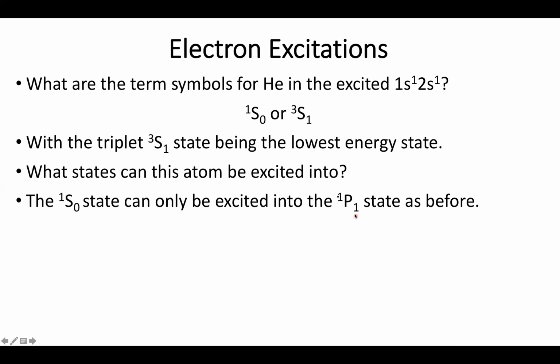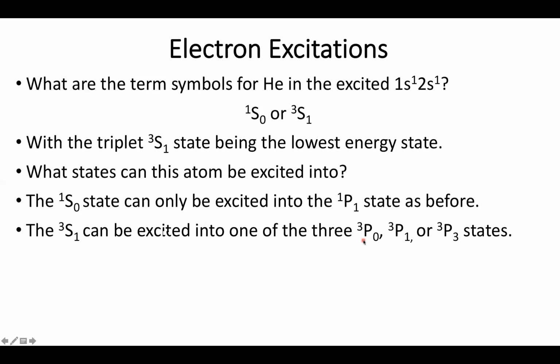But that leaves us with a little bit more complicated system. I can also have a triplet S state, and it turns out this guy's a little bit lower in energy. So again, my S has to go into a P state. That's going to be mandated. So when we do this, it turns out that I can generate one of 3 triplet states.